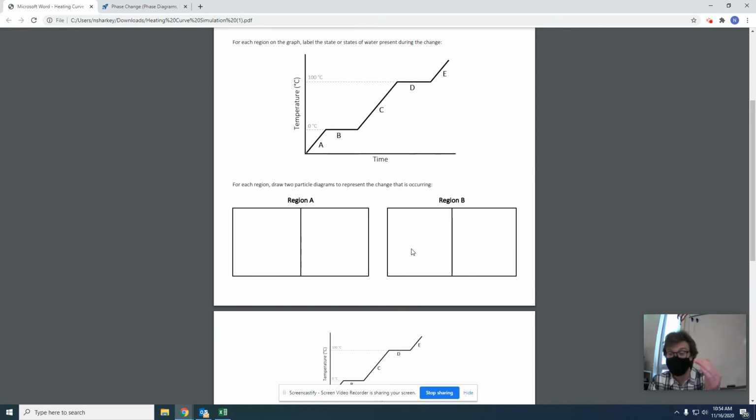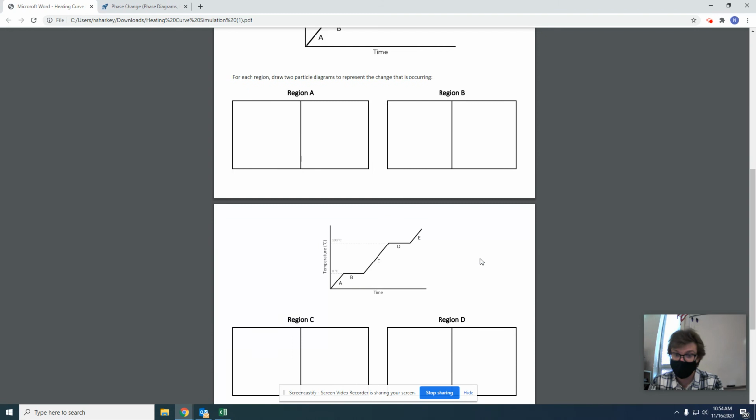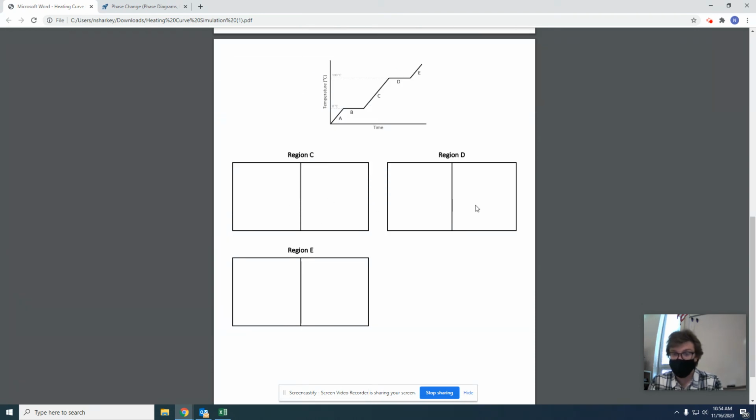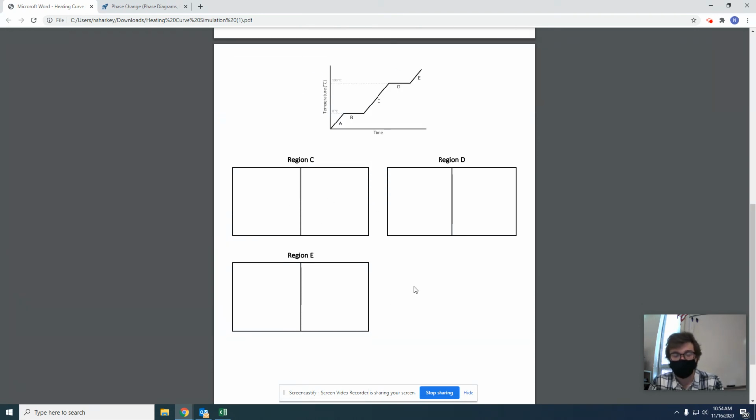If we wanted to move on to region B, at the beginning of region B, we had mostly ice, but a little bit of water. So we would want to show that most of our particles are ice, and then some of them are liquid water. And then we'd want to draw a second particle diagram towards the end of region B. We do the same thing for C, D, and E.